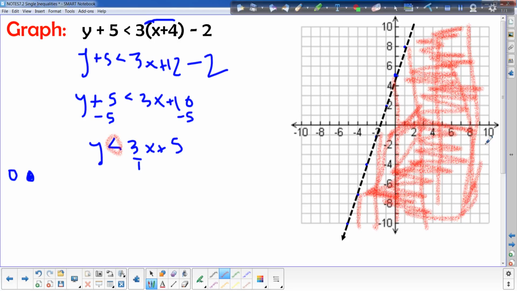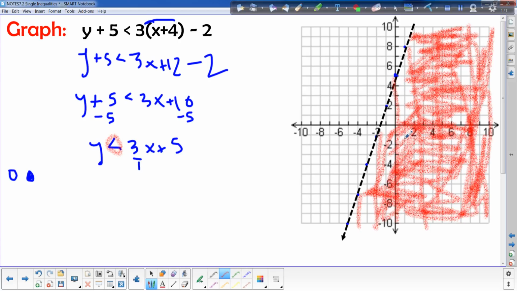Do a good job of shading so it fills up the entire thing. If you want to use colored pencils, that would be great. If you just want to use different colored pens, that's cool too. If you want to use crayons, that's okay. But there are the solutions.